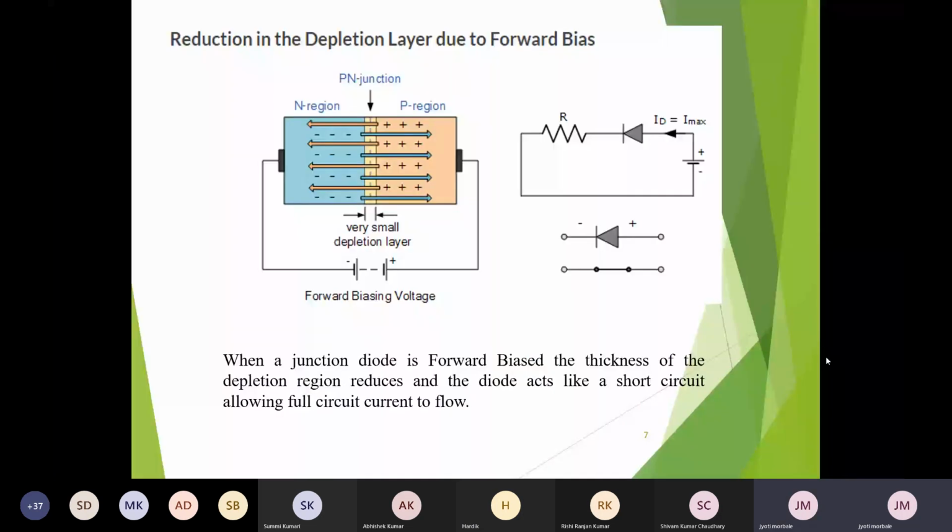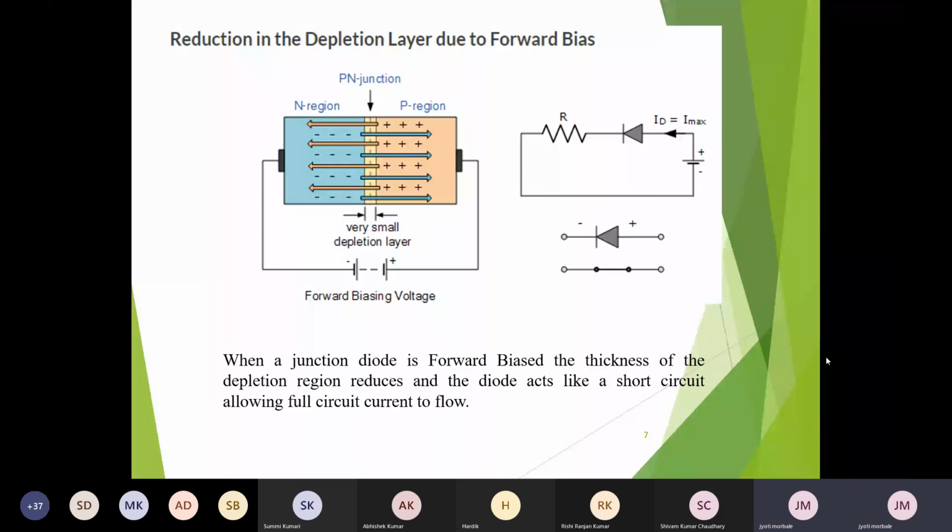So for silicon the barrier potential is 0.7 and for germanium it is 0.3. Unless and until the external voltage crosses this barrier potential, a very small amount of current is there. And as soon as our external voltage crosses the barrier potential, we can observe a large amount of current. In forward bias, the width of the depletion region goes on reducing because of the passage of electrons from N to P region and holes from P to N region. Because of this, there is a reduction in the width of the depletion region.